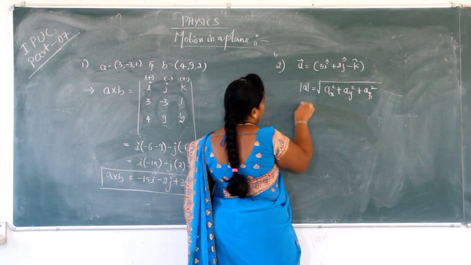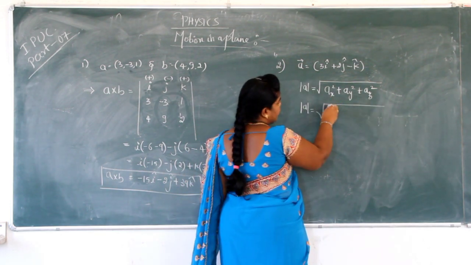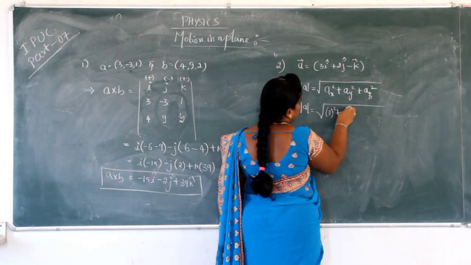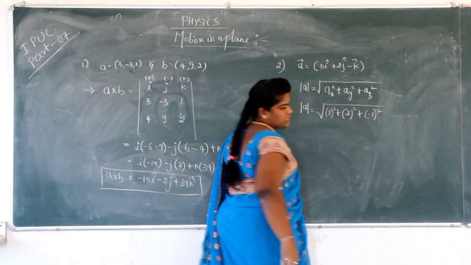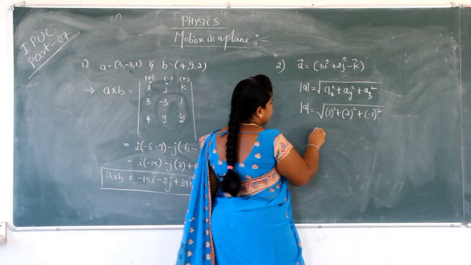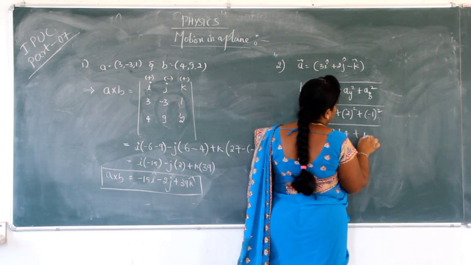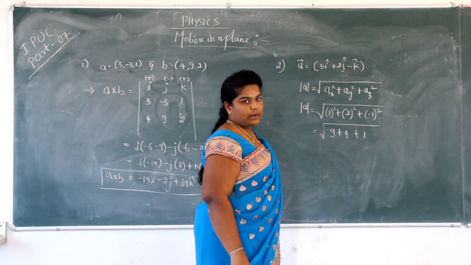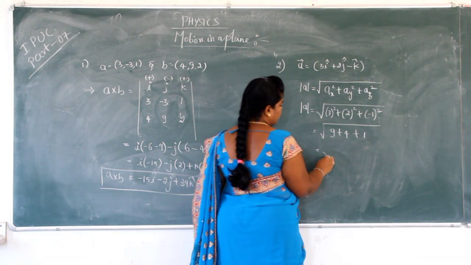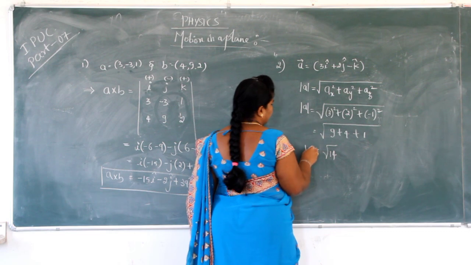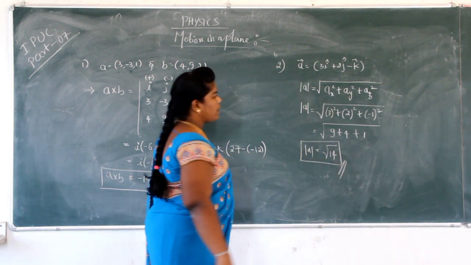Now let us calculate the magnitude. Magnitude of a is equal to, what is ax? 3 square. What is ay? 2 square. What is az? Minus 1 square. Right. So here it is, 3 square is 9, 2 square is 4, and minus 1 square is plus 1. 9 plus 1 is 10, 10 plus 4 is 14. So magnitude of a is square root of 14.